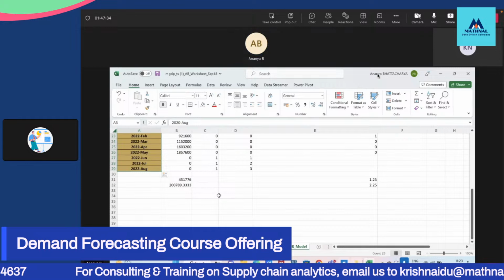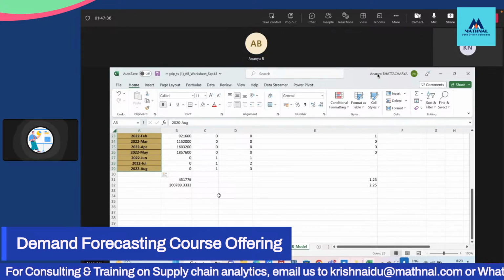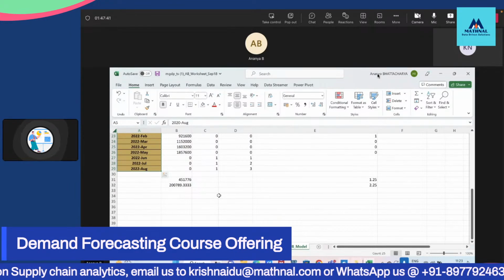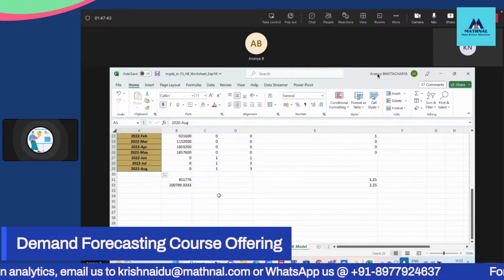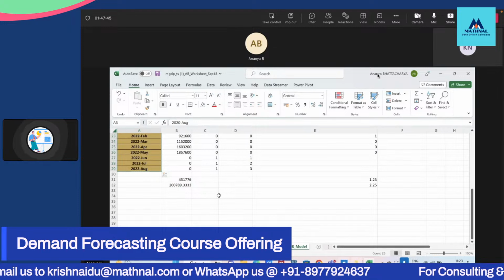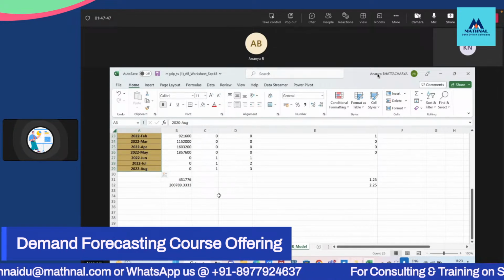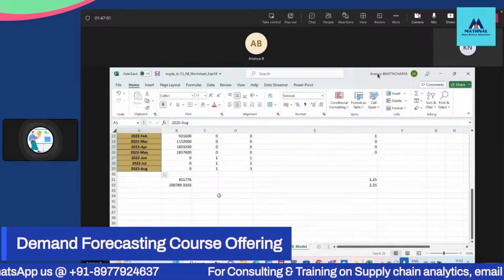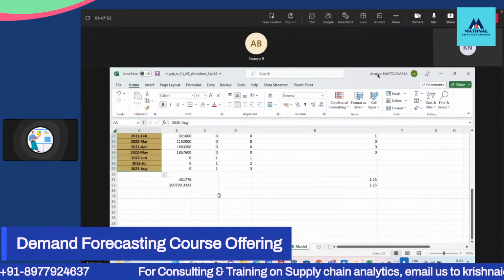Yes, correct. Now if you want to add those, that is what we have to see. We are seeing that every 2.25 periods we need to have 451,776. That is 2 lakh 789, that is what we want. So this is going to remain constant throughout the period.